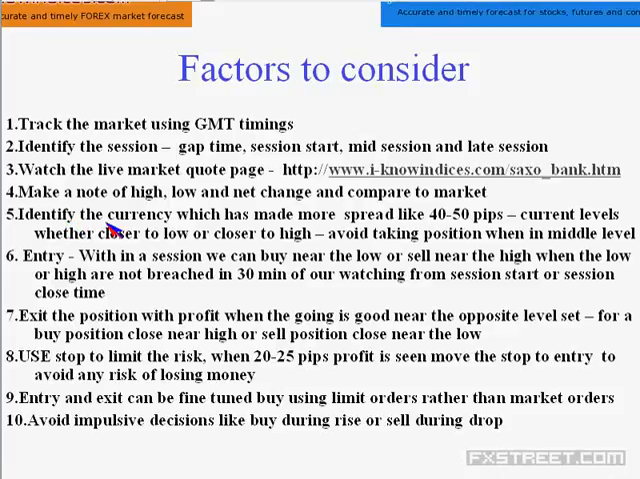So first of all, we identify a currency which has made more than 40 to 50 pips spread between the low and the high. And in those currencies only, we try to take positions. During the European session, I have not taken a position in the case of yen because it was showing about 39 pips spread between the high and the low.